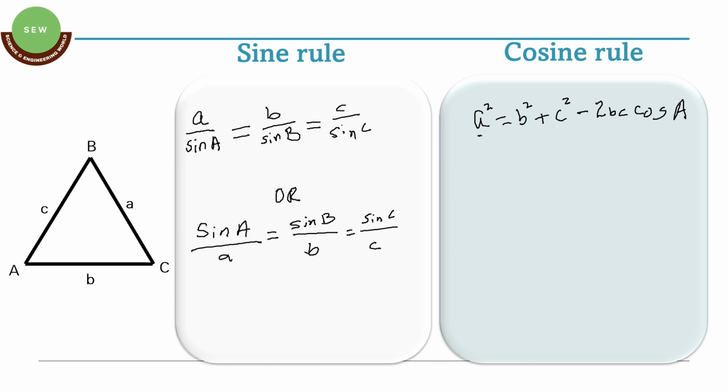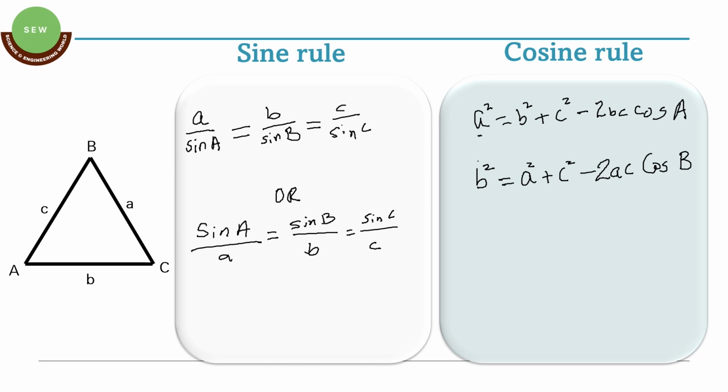Now, by the time we write the second one or the third one, it will be clearer. So now let's look for B. So we say B squared equals A squared plus C squared minus 2 times AC cos of B.